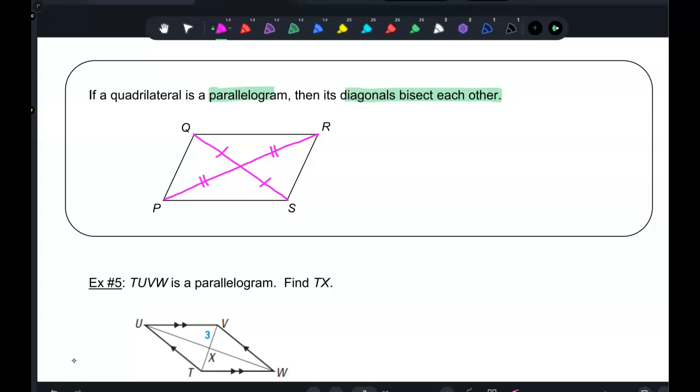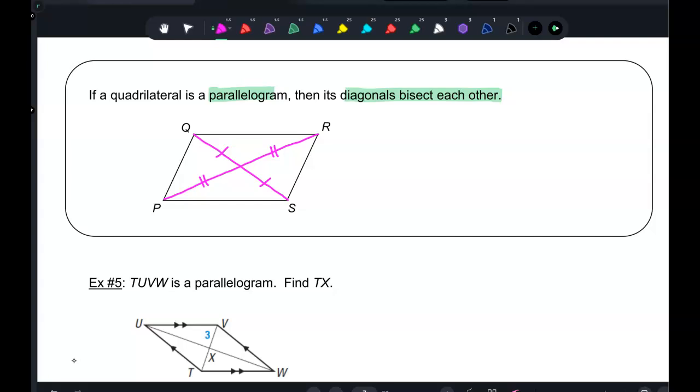Okay, so it says the diagonals cut each other in half, but notice, what happens when you stretch the parallelogram? What happens to this diagonal? It gets bigger and bigger and bigger. This is bigger than this diagonal, right? However, they're always going to cut each other in half.